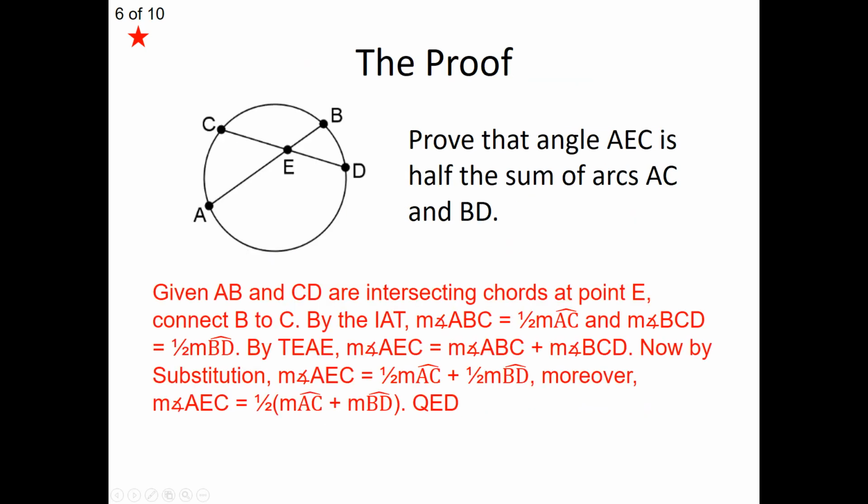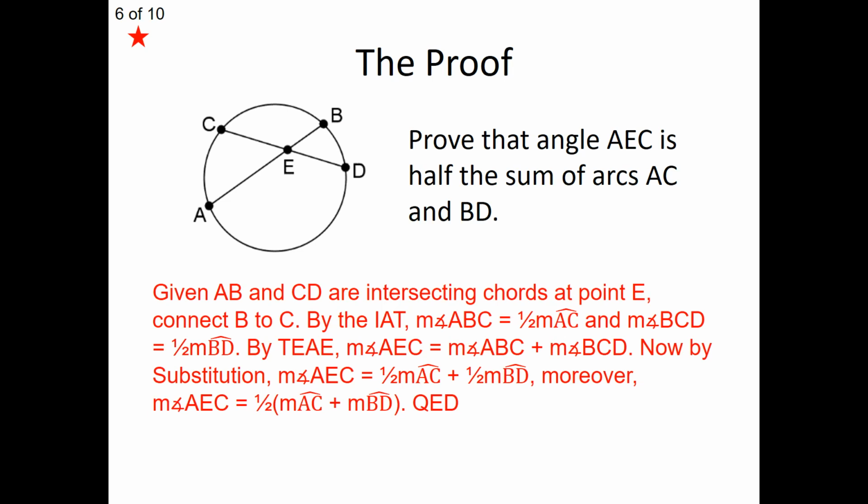So here's our proof. We're going to prove that angle AEC is half the sum of the arcs AC and BD, which means really we find it's half the sum of the arc it cuts and its vertical twin, right? The arc cut by itself and its vertical twin. So let's take a look at the proof below. We're given that AB and CD are intersecting chords at point E, which are really just intersecting secants.